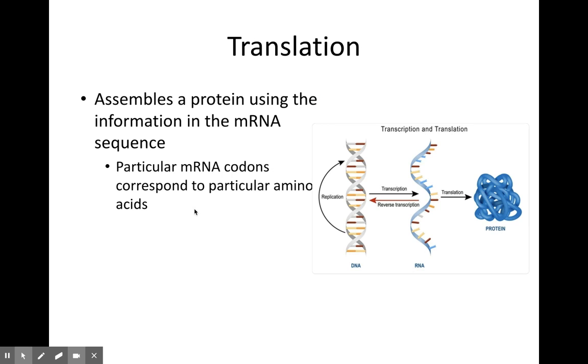So particular mRNA codons correspond to particular amino acids. What that means is, within those exons that we have spliced out and arranged in the way that we need, there are going to be sequences of 3 bases at a time, and those 3 bases correspond to amino acids, which are the building blocks of proteins.